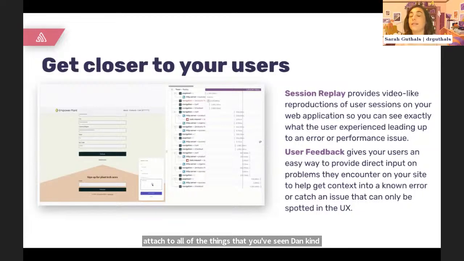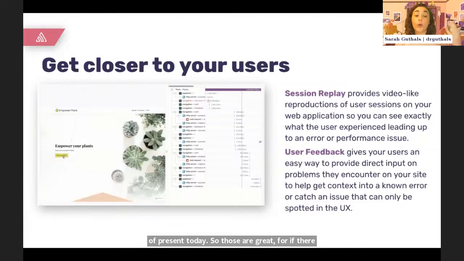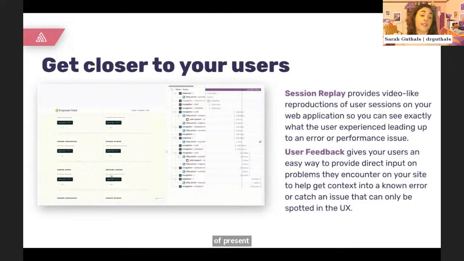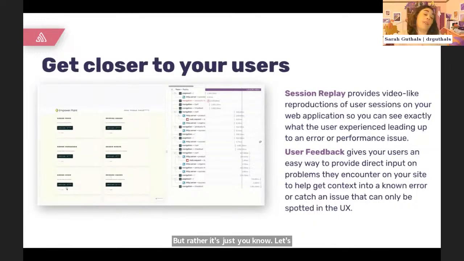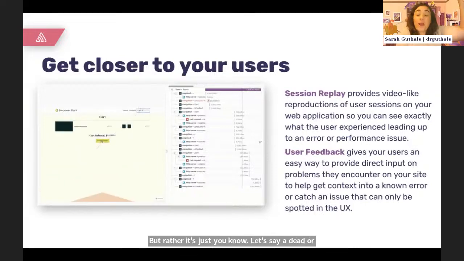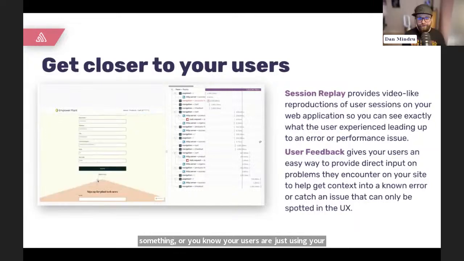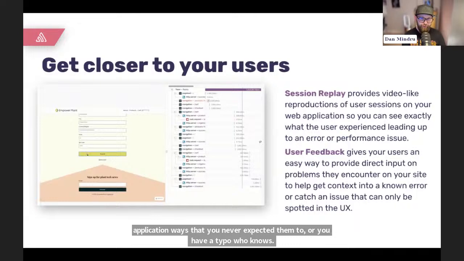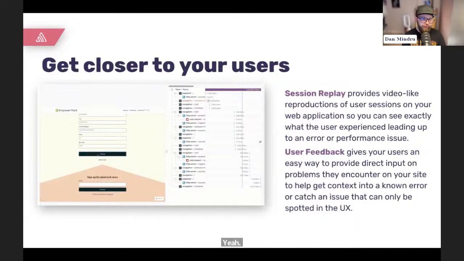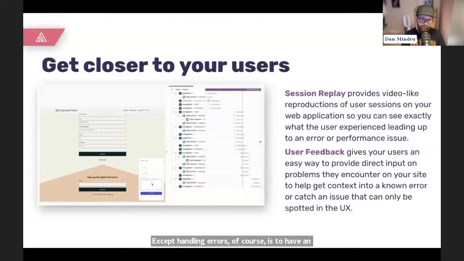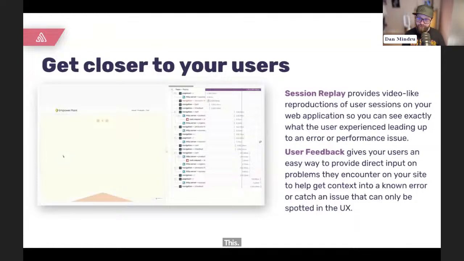So those are great for when there isn't an actual code error being triggered, but rather, let's say, a dead click, or your users are using your application in ways that you never expected, or you have a typo, who knows? That's such an underrated feature too, because a lot of people don't know about the user feedback widget. It's also just a few lines of code to get it in there. And the next best thing you can do, except handling errors, of course, is to have an easy way for users to report them. This is a no-brainer. I've added this to my apps as well.